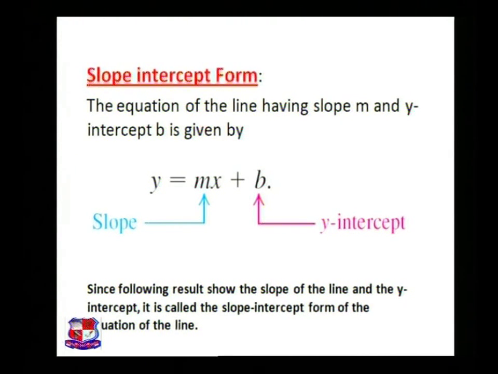The y-intercept is the y-coordinate of the point where the line crosses the y-axis. If the y-intercept is given and the slope of the line is given, in that condition we can find the equation of that line using the slope intercept form. Here m is the slope and b is the y-intercept. Then the equation of the line is given by y is equal to mx plus b. So here we need the slope of the line and the y-intercept of the line. So y is equal to mx plus b. Okay, and the next one is the intercept form.